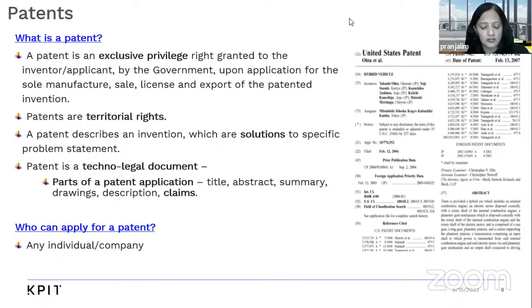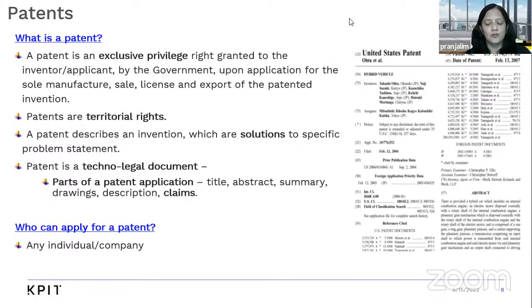Patents are territorial rights. Now, what does this mean? It means that if I file a patent for my idea in India, I will get exclusive monopoly rights in India only. If I want a monopoly right in the US, let's say, or Europe, then I have to file a patent in the US or Europe. It's not like I will file in India and then I will get rights in some other country also. So they are territorial rights.